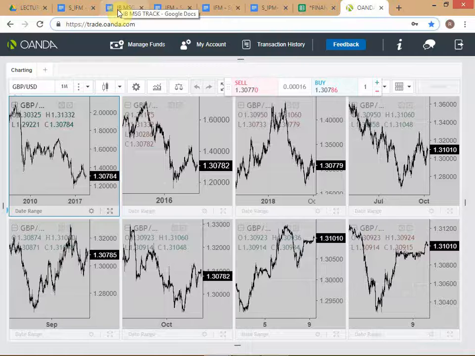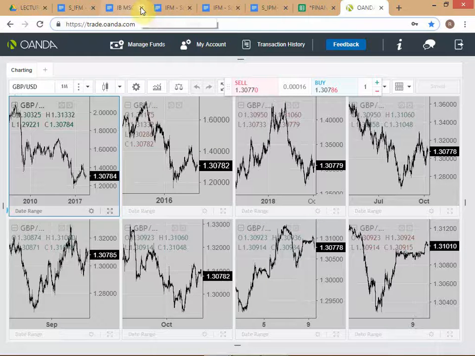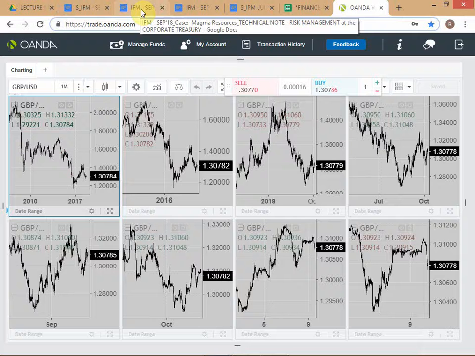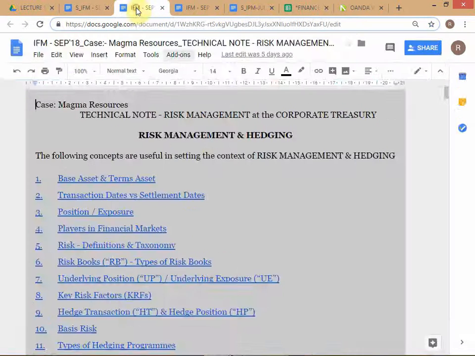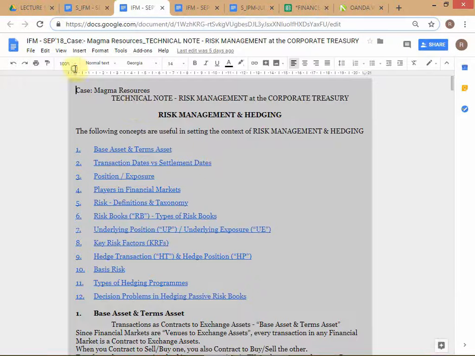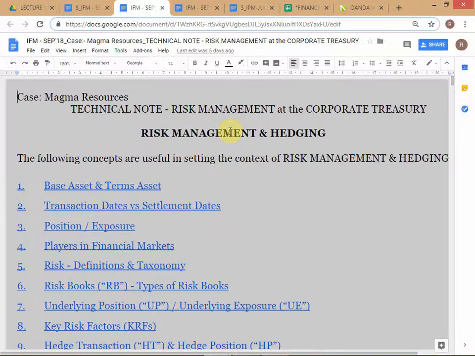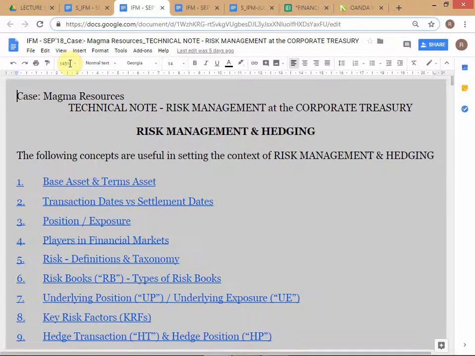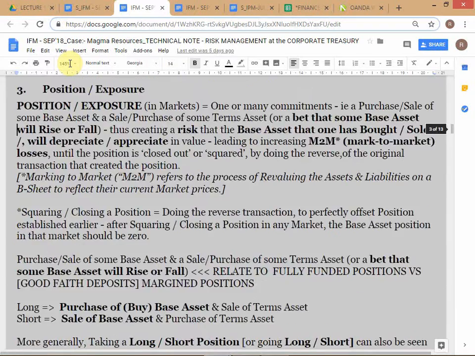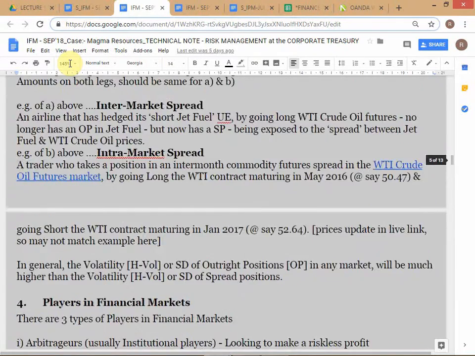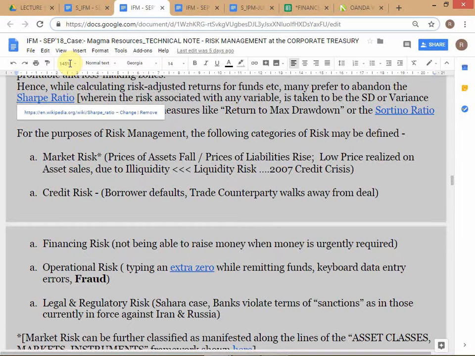So where are we now? What we are going to do now is go through the rest of the case. We'll quickly cover the rest of the material. We'll cover this technical note, and we want to finish the technical note discussion.